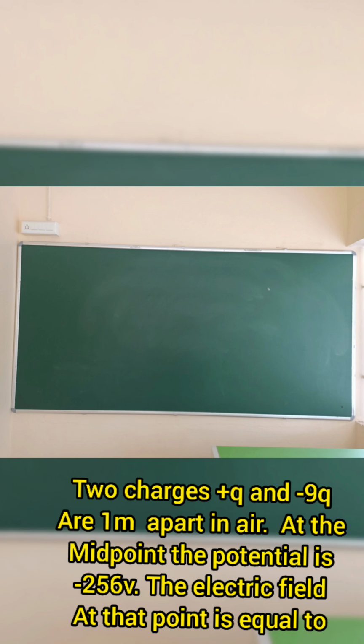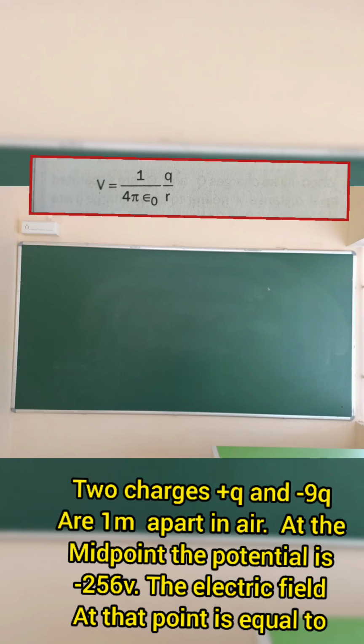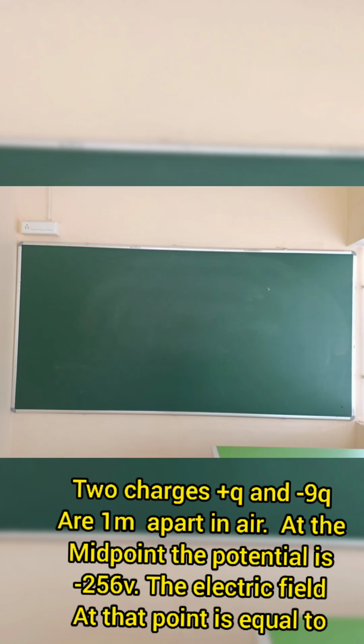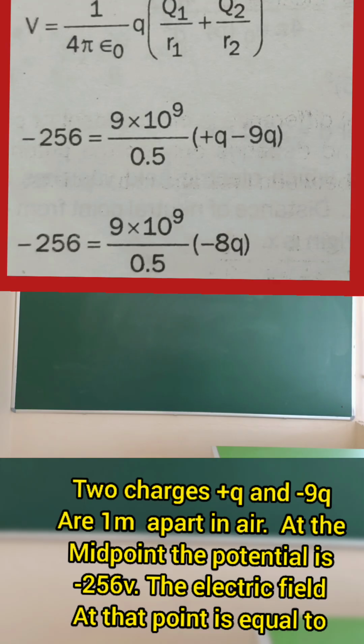Two charges plus q and minus q are 1 meter apart in air. At the midpoint, the potential is minus 256 volts. The electric field at that point is equal to what? Know that the electric potential at a point due to a point charge V is equal to 1 by 4 pi epsilon naught into Q by R. Let the given charges be denoted by Q1 and Q2, that is plus Q and minus 9Q.